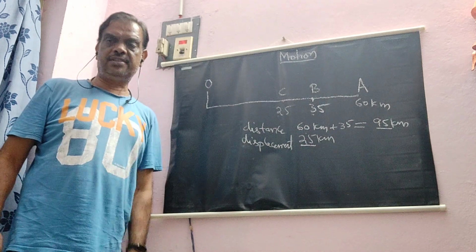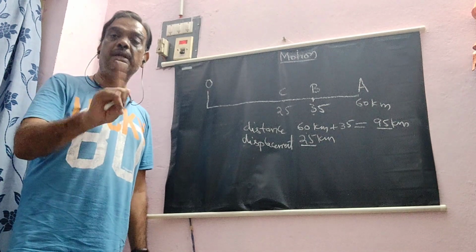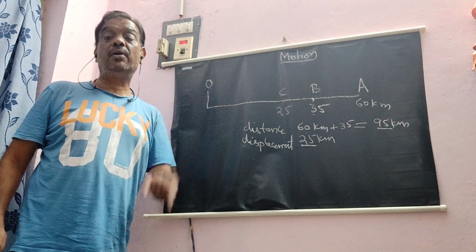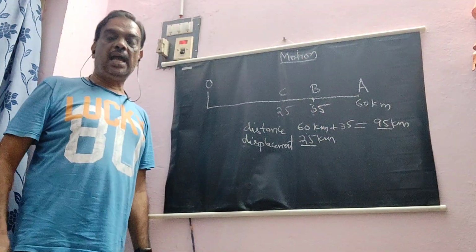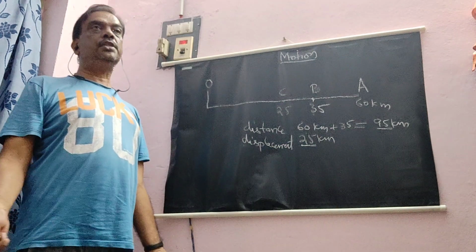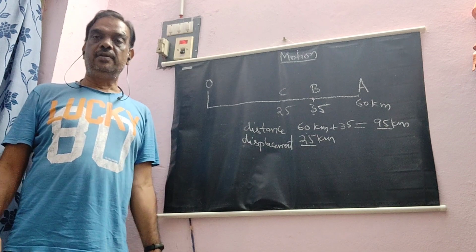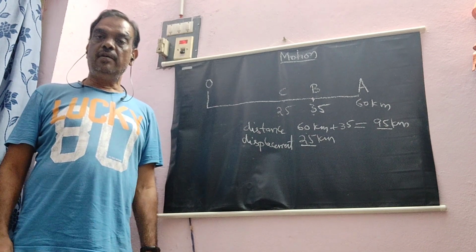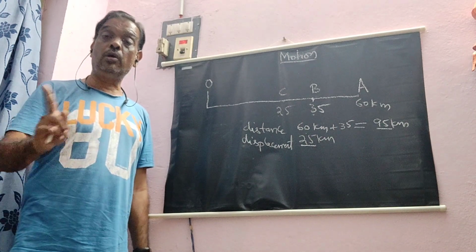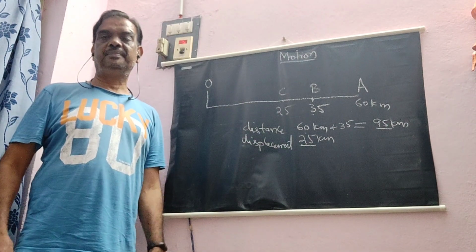For a moving object, distance cannot be zero, and it cannot be negative. It is always positive. I cannot say I have traveled a distance of minus 25 kilometers, or I have traveled a distance of 0 kilometers. That statement is incorrect. Distance is a scalar quantity. For a moving object, distance cannot be zero, it cannot be negative. It is always positive.